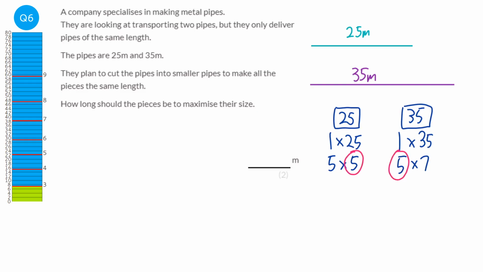So what we can do is we can cut all of these pipes into 5 metre pipes. So 1, 2, 3, 4, not to scale, and then 7 of these, so 1, 2, 3, 4, 5, 6, and so there's 7 in total. So each of these are 5 metre long, and there's no wastage. And that's the longest we can make the pipes for there to be no wastage at all. So my answer is 5 metres.